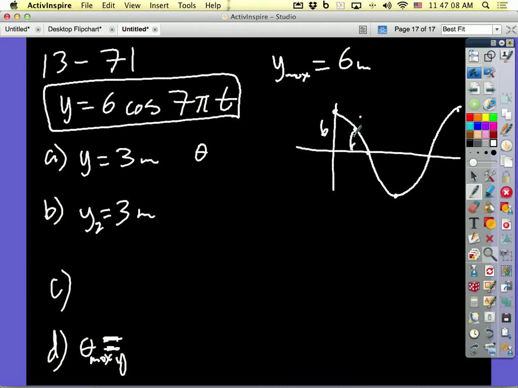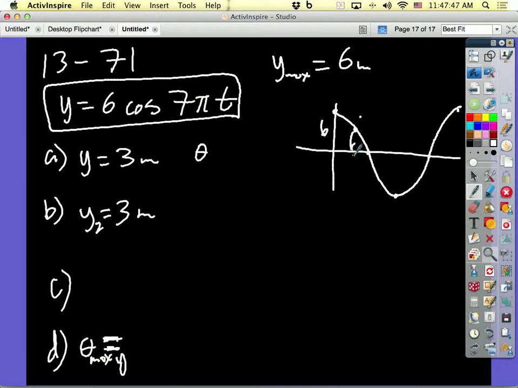Okay. So how do we figure out what theta is? Thoughts? Look at the 3, ignore the 7 pi t and so forth. Oh, I see. Okay, so Anne is just saying put 3 here, and then make that whole thing theta and then solve for theta.